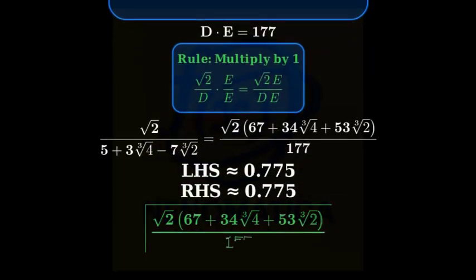Final result. The denominator is rationalized, and the simplified exact form is square root of 2 times the quantity 67 plus 34 cube root of 4 plus 53 cube root of 2 all over 177.